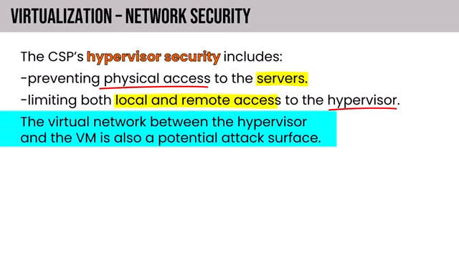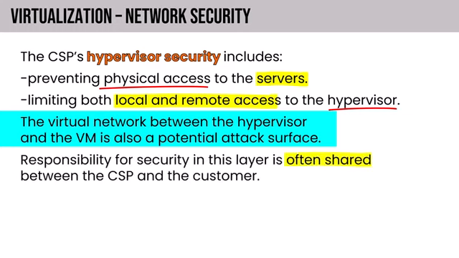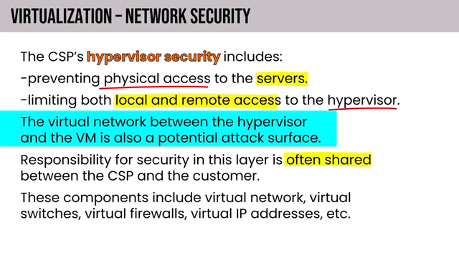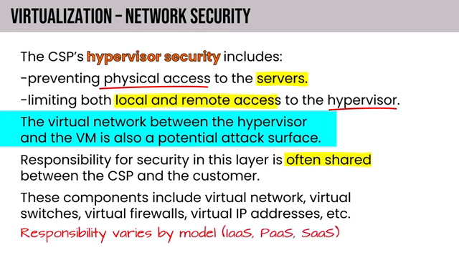And the virtual network between the hypervisor and the VM is also a potential attack surface. Responsibility for security in this layer is often shared between the CSP and the customer. These components include the virtual network, virtual switches, virtual firewalls, virtual IP addresses. The responsibility is going to vary by model, whether it's IaaS, PaaS, or SaaS.